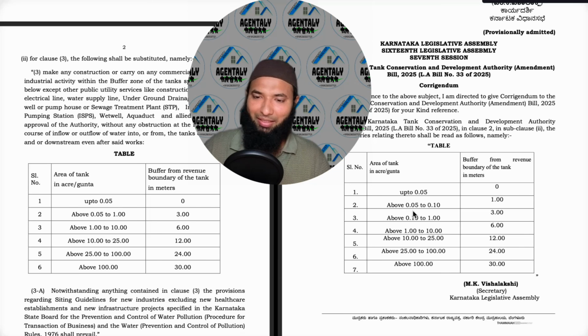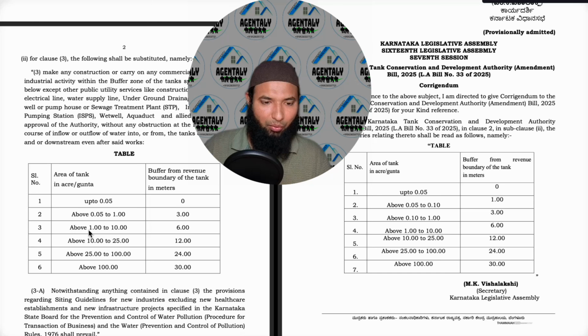Even RERA is friendly to builders. Now these guys also, government also is friendly to builders. Everything is money. Okay. This first one, if you see, 1 meter they have taken only.